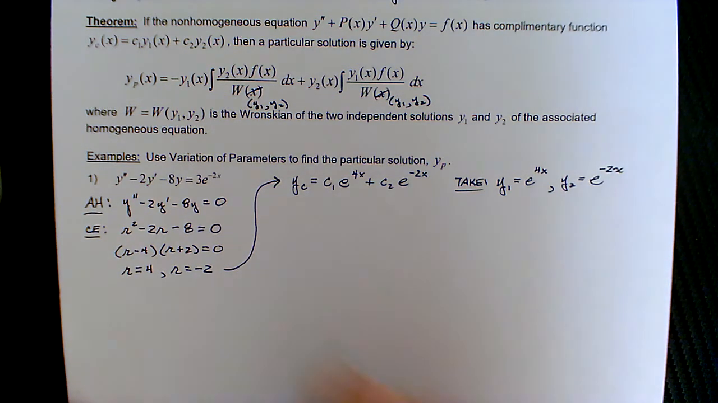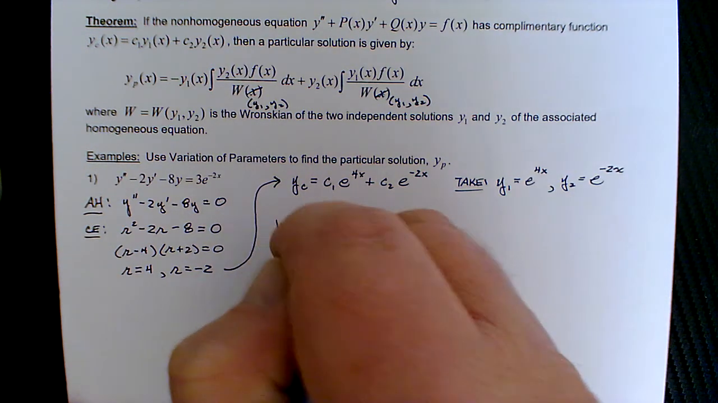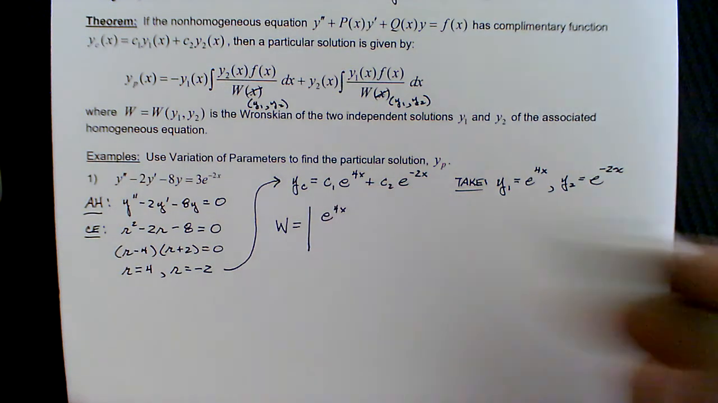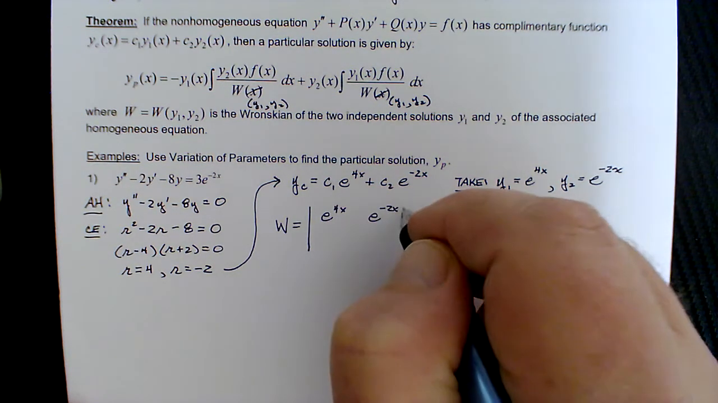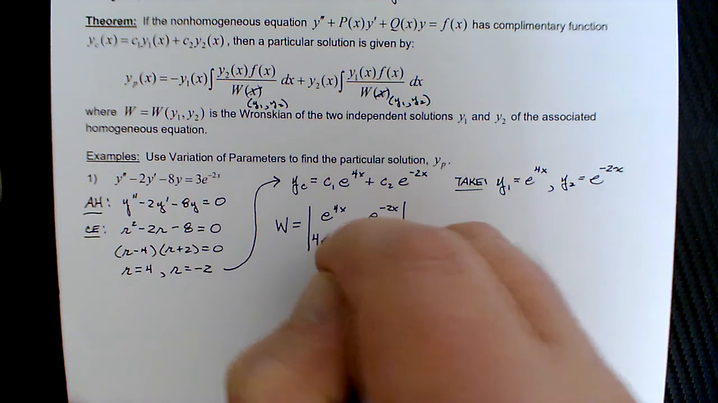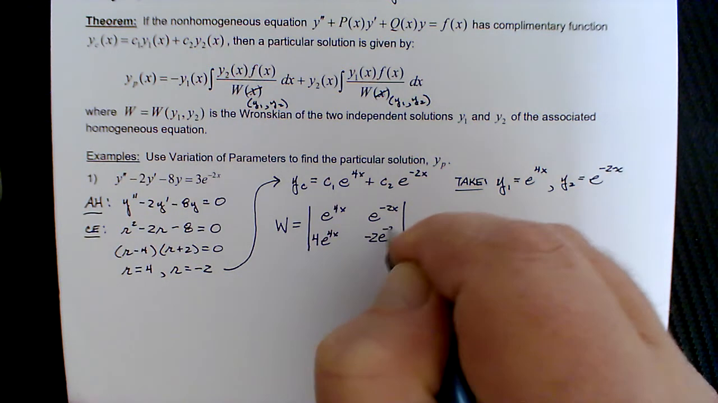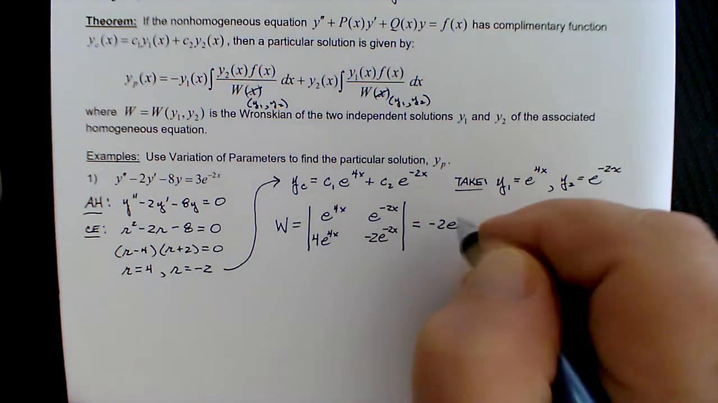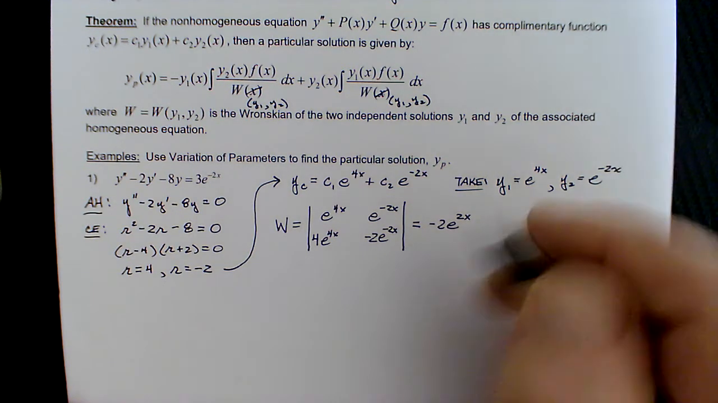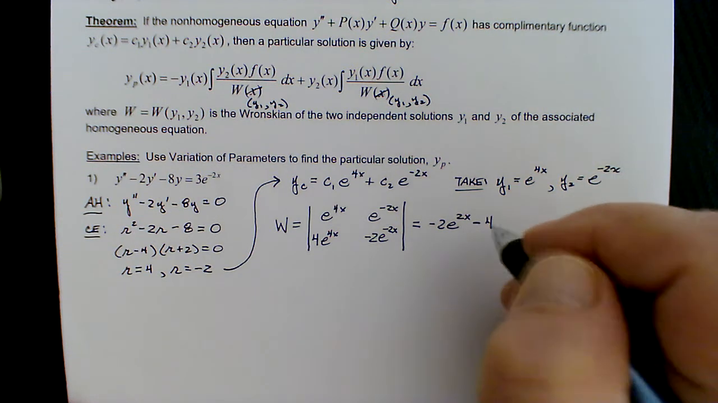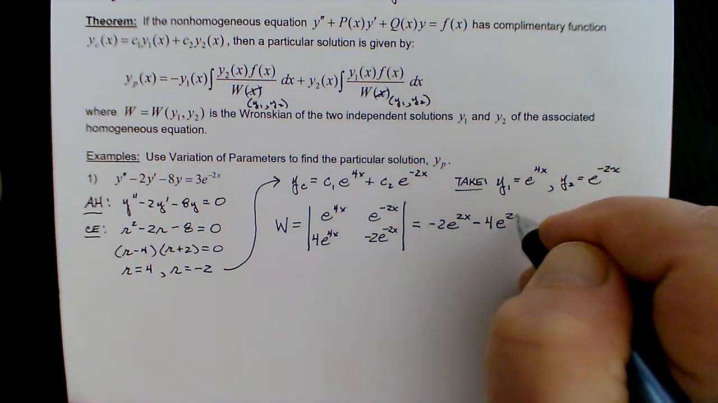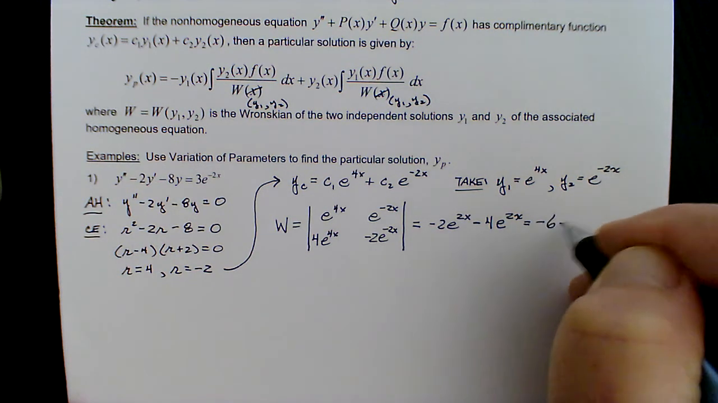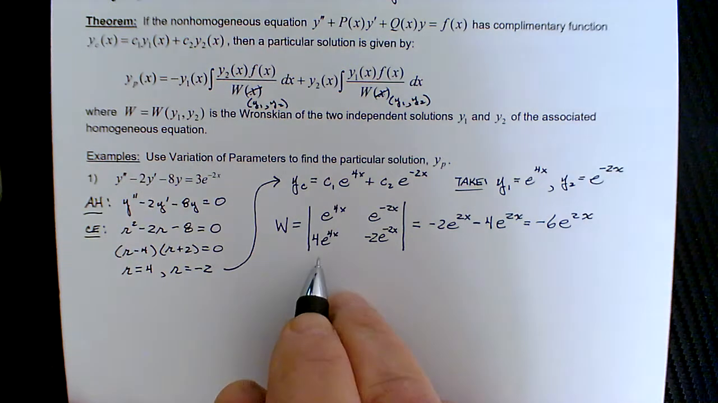Next best thing to do is to actually calculate the Wronskian. So the Wronskian W of y1 and y2 is going to be, okay, so we have e to the 4x, e to the negative 2x in the first row, their derivatives, 4e to the 4x, minus 2e to the negative 2x in the second row, and our calculation gives minus 2e to the positive 2x, because we're adding the exponents, and then minus 4e to the, again, positive 2x, which combines to give us a negative 6e to the 2x. Okay, so there's our Wronskian.